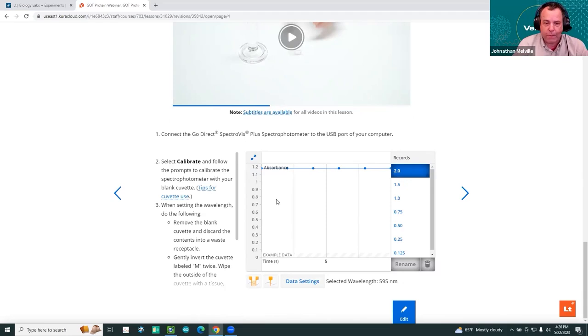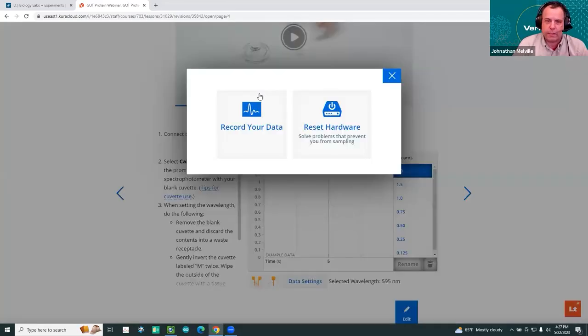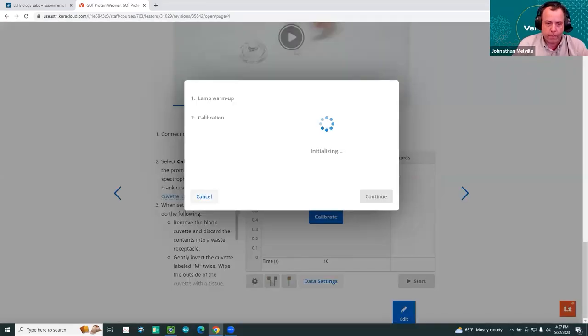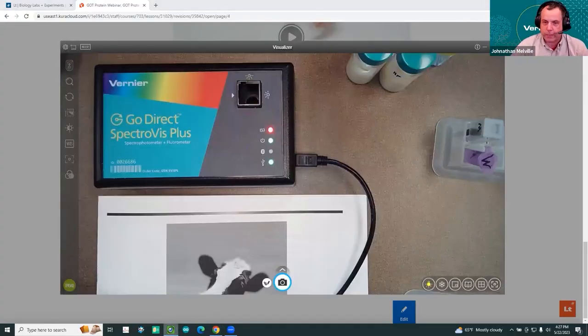All right, so hopefully for all of you that are in LT, you probably see that we've defaulted to using sample data. That's what these samples are here. What I'm going to do is switch this and actually record data. So I'm recording live now from a spectrometer. It's just initializing and waiting for the lamp to warm up. You can see right now I'm plugged into a computer. All the lights are green. It's collecting data into LT.